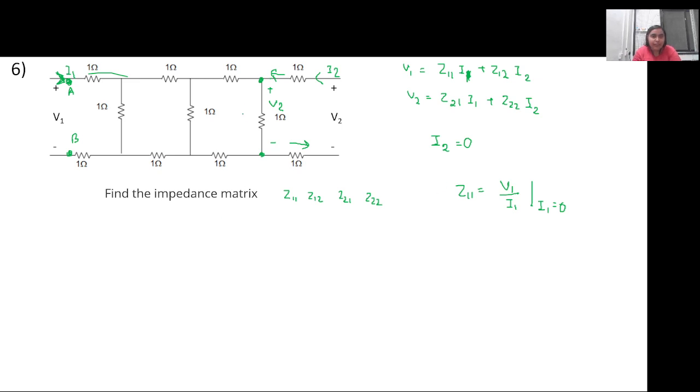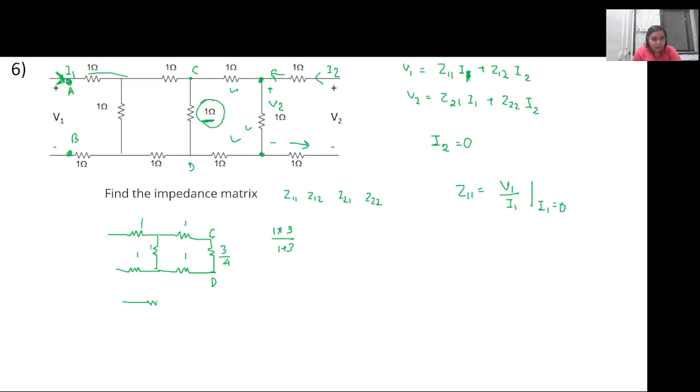So to find the equivalent resistance, we can simply start simplifying the circuit. For example, in this case, this 1 plus 1 plus 1, this 3 ohm resistance, which is series connected, is in parallel with this 1 ohm resistance. So the net resistance now across this terminal, let's say this is CD, will be 1 into 3 by 1 plus 3, or 3 by 4. These are all 1 ohm resistances.